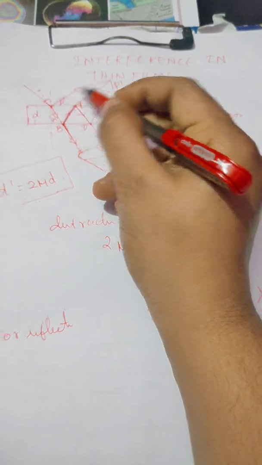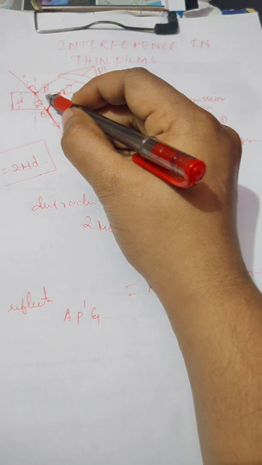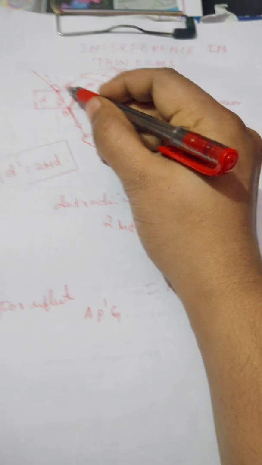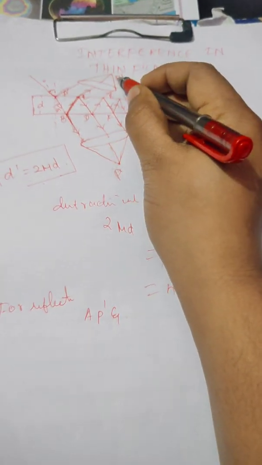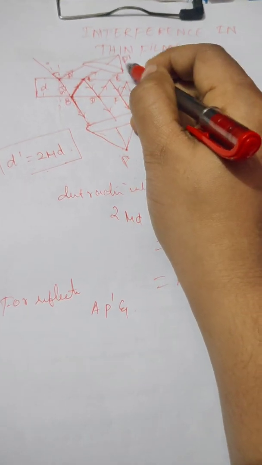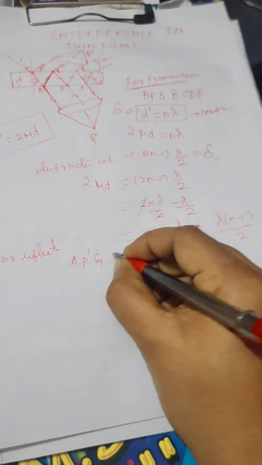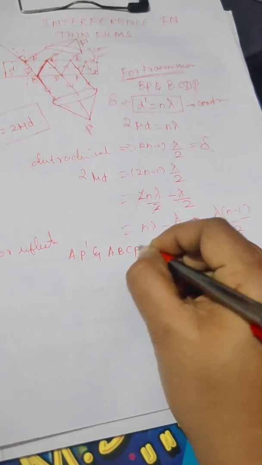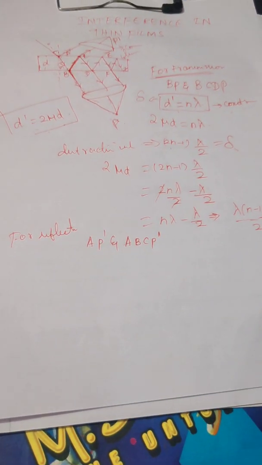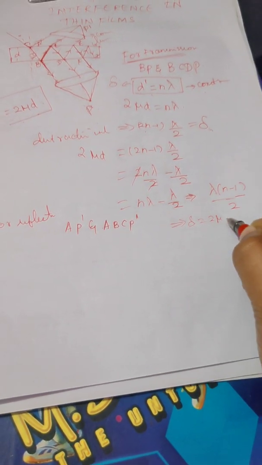So the reflection will be A P dash. And what else? Again the refraction takes place. For this reflection, A, B, C, P dash. Listen carefully: A, B, C, P dash. Then only I will get the second line in this converging lens. Hope you will not have any doubt. So here also the same thing, the distance will be 2 mu d. Here also the path difference is equal to 2 mu d.